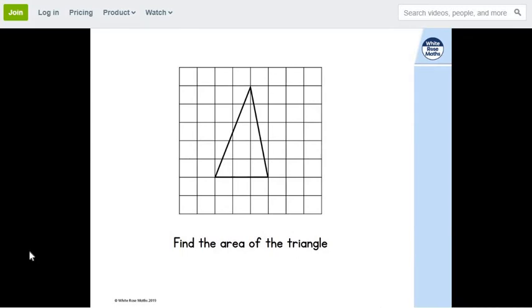We've got a triangle this time, but it looks a little bit different. In fact, this time we've got a scalene triangle. So, can you think of a way to find the area of the triangle? Pause the video, have a go for yourself. Let's have a think about a way of doing this.